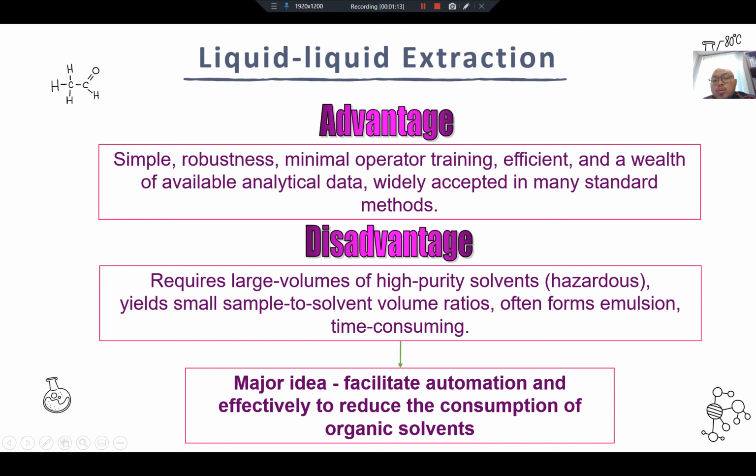It requires a large volume of high purity solvent. Okay, so it can be hazardous. Let's say you want to extract using hexane, or you want to extract using benzene. It can be hazardous. You want to extract using chloroform, it will be hazardous.